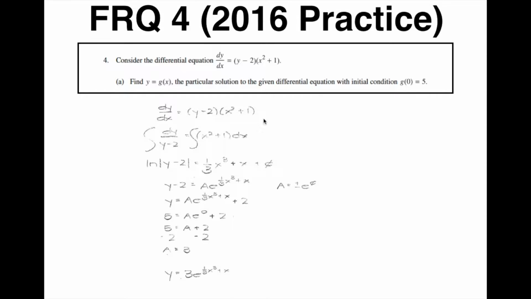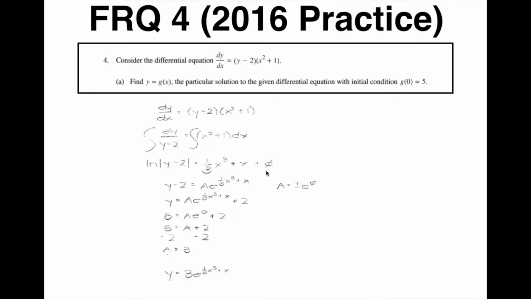So student B: dy/dx equals (y minus 2) times (x squared plus 1). In one step, the student separates the variables and then adds the integral signs. And when the student integrates, they find ln of y minus 2 with absolute values equals 1/3 x cubed plus x plus c. That's great.